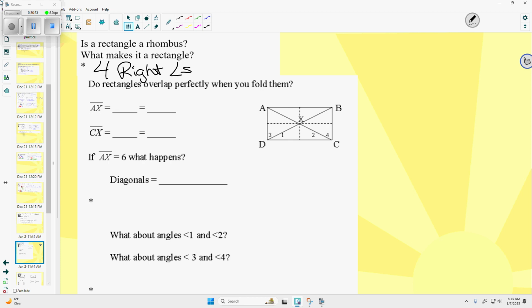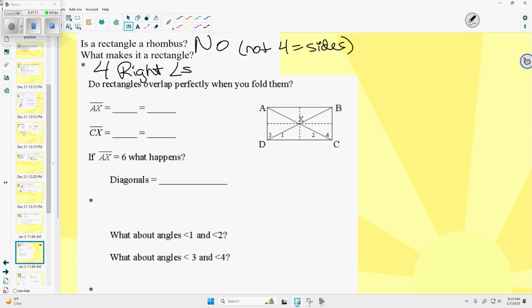Is a rectangle a rhombus? Does it have 4 equal sides? No. Okay. So there's not 4 equal sides. At least not guaranteed, right? Could it have? Sure, but it doesn't have to have. So when we talk about is a rectangle a rhombus, we're looking at does it have to have all the properties of a rhombus? And it does not, because it doesn't have to have 4 equal sides. But it does have 4 right angles.